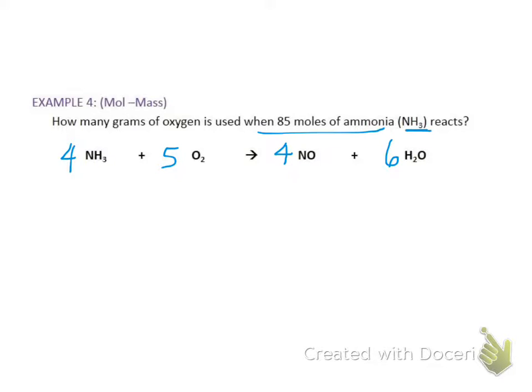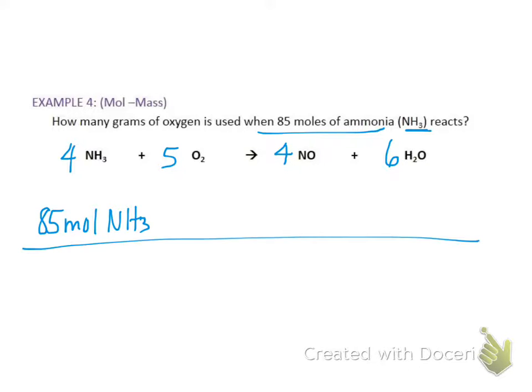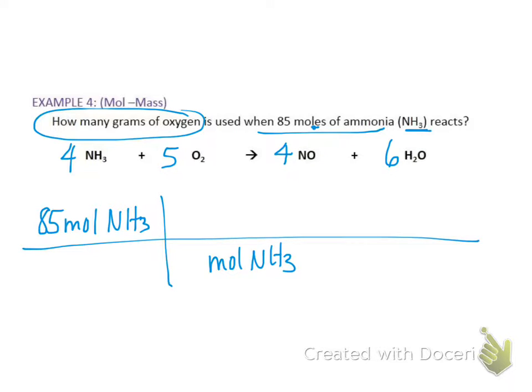And it tells you what ammonia is, okay? So we are going to start with 85 moles of NH3, okay? Here's the cool thing. If you start out in moles, you don't need to use a molar mass because you started out in moles. You can go straight into that mole ratio. So we're going to go moles of NH3 on the bottom, and we're looking for ultimately oxygen, so we're going to do moles of oxygen on the top.